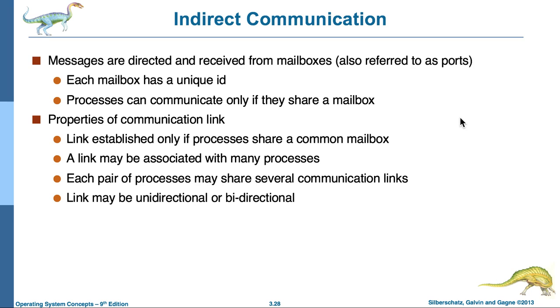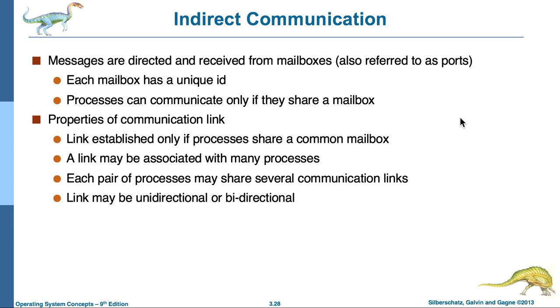So another approach that can be taken when it comes to interprocess communication with message passing is to add a layer of indirection. And the way we add this layer of indirection is through a paradigm known as indirect communication, which leverages mailboxes. They're also known as ports. So in this case, messages are directed and received from mailboxes. Each mailbox has a unique ID. The processes can communicate only if they share a mailbox, important to note here.